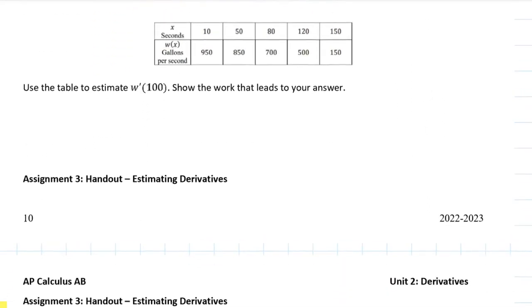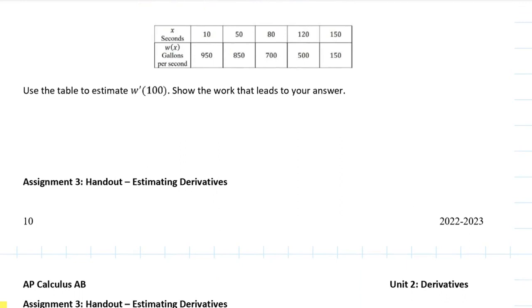All right, second one's pretty straightforward then. Use the table to estimate the derivative of W at 100. Show the work that leads to your answer. Again, you go to the table, there's no 100, but there is an 80 and a 120. So again, I'm just going to simply do f of, oops, this is W, excuse me, I'll use the proper notation here. W of 120 minus W of 80. And I do realize that I'm writing some extra stuff here. I'm just trying to get you used to the notation here.